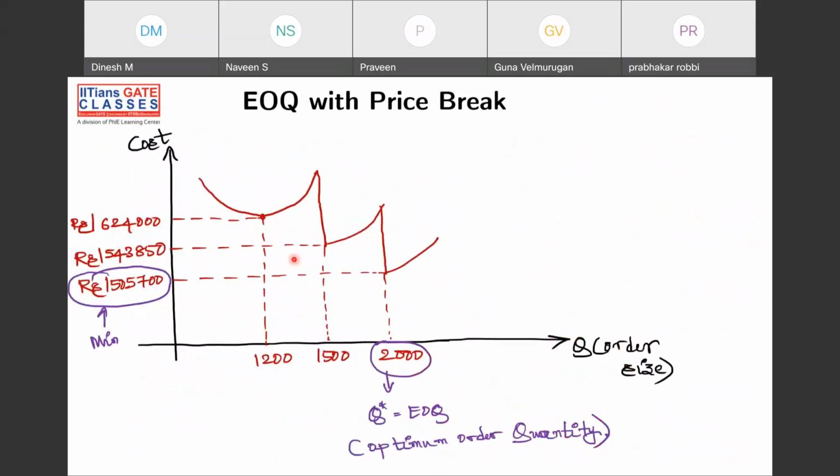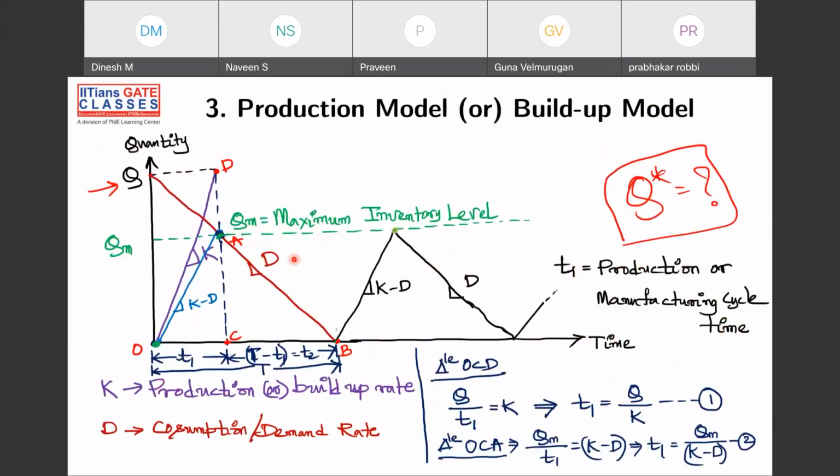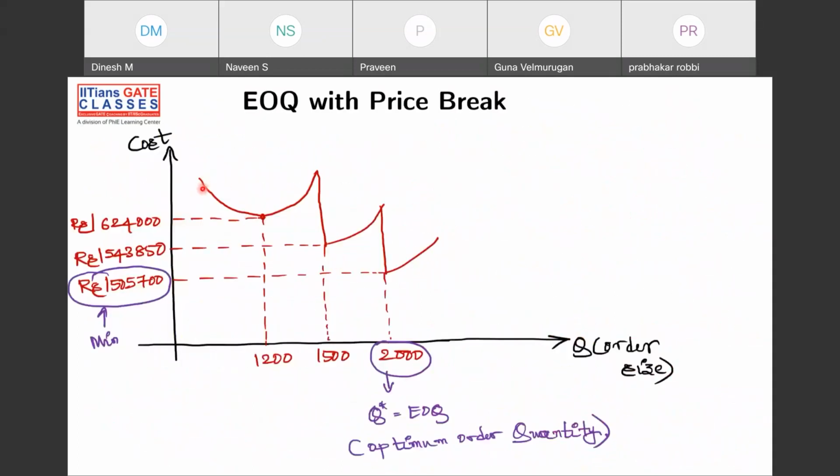Okay, this is the graph for that. See, the price break is happening here. Initially, at 1200, you got the 16 lakh cost. Then it increased till some value, then again it fell down at 1500 because of the price break. Again it went up, and again it fell down at 2000, and the minimum cost is occurring at such and such a place. The minimum cost will correspond to the economic order quantity. That is what we have found out in the problem.